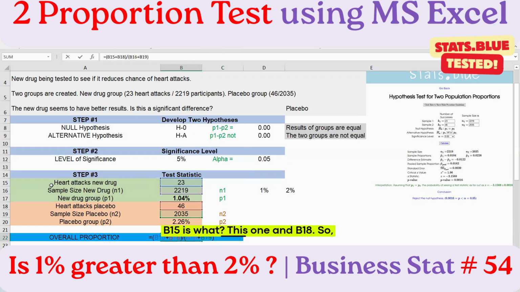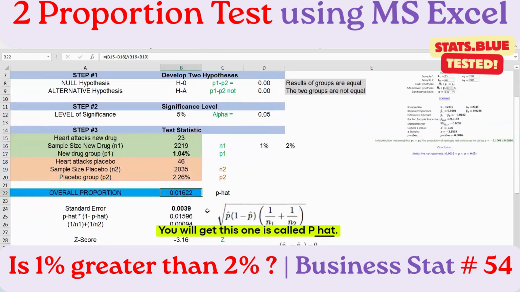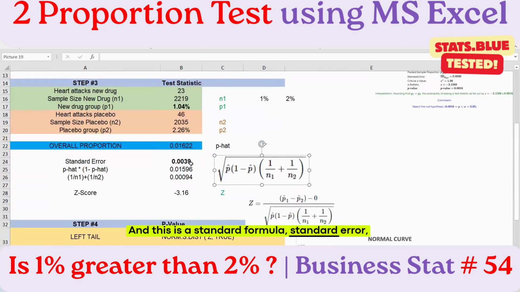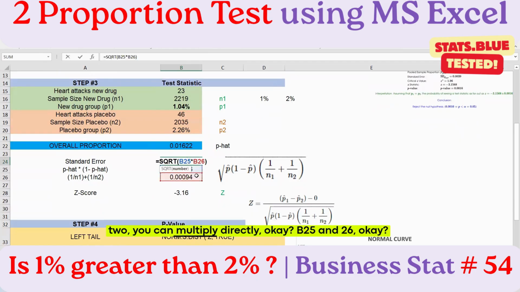B15 is what? This one, and B18. So 23 plus 46 divided by 22,219 and 2035. You will get this one, which is called p hat. And this is a standard formula. Standard error, the square root of these two, you can multiply directly.